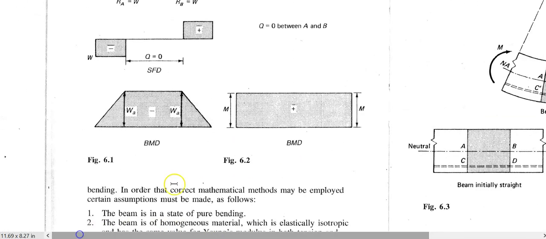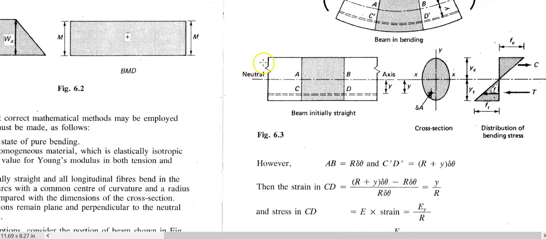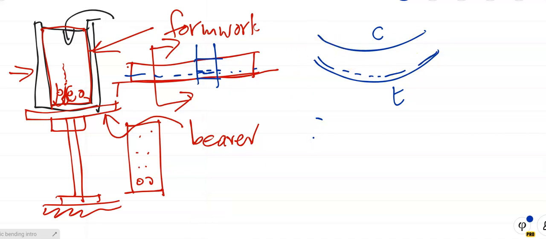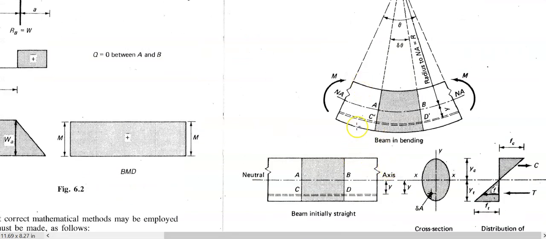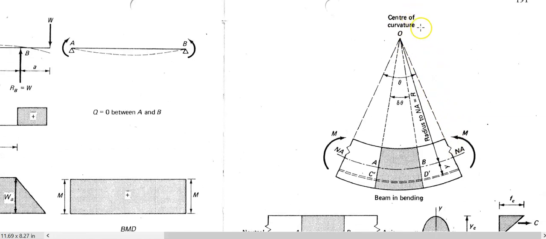So let me just go back to my note again. It says that the beam is initially straight and all longitudinal fibers, all the fibers running along the length there, are what we call the longitudinal fibers. So there's the topmost fibers, there's the bottommost fibers, there's the steel, and because it bends, it bends about point O, which is called the center of curvature, point O. And the distance from point O all the way to there is R, and that is called the radius of curvature, R.